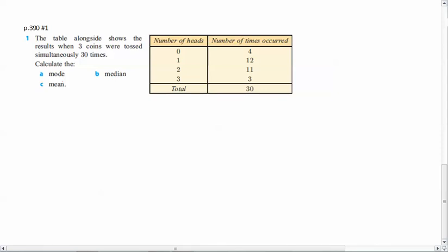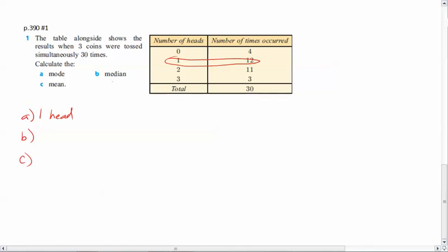Okay, so the mode is the one that happens most often. Well, that you don't really have to calculate. You just look at it. Here it is. The mode is 1 head. So 1. All right, letter B is the median, and letter C is the mean. So let's do the median.